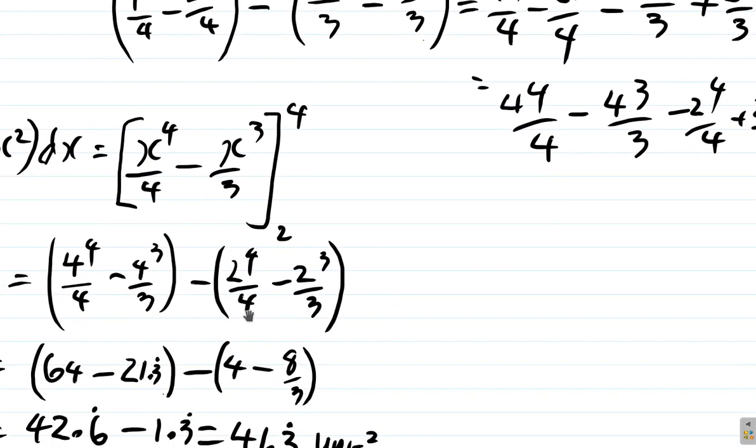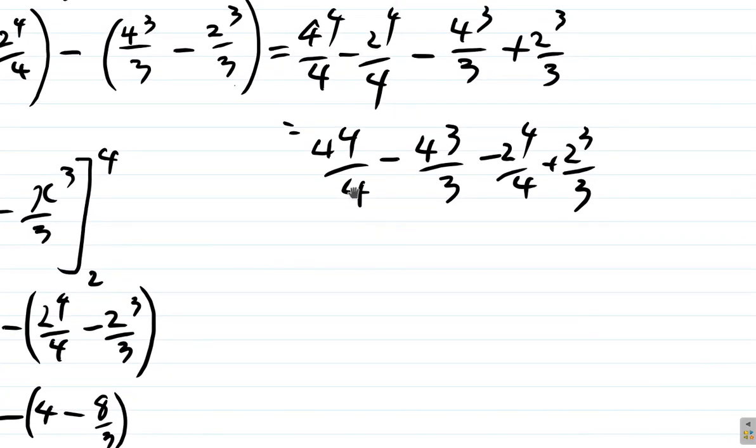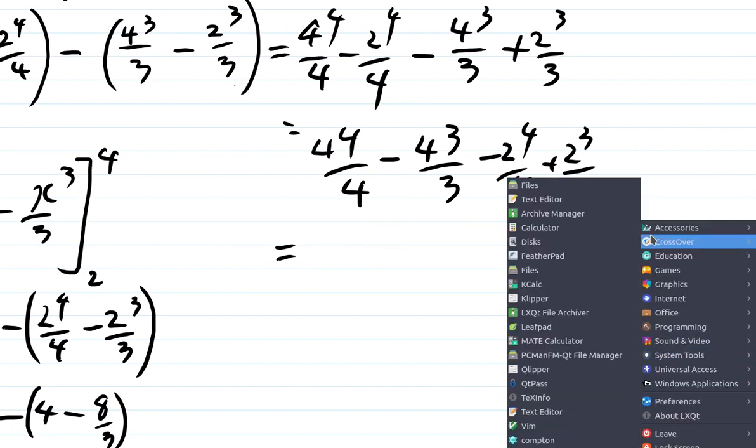We have 4 to the 4 over 4 minus 4 to the 3 over 3. You see that it's 4 to the 4 over 4 minus 4 to the 3 over 3. We did this part already and we got 42.6. But anyway, let's redo everything from scratch. So, what would happen here?